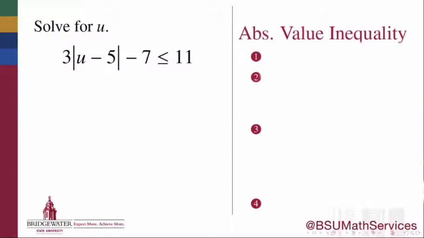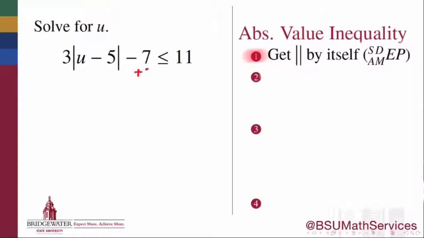To solve an inequality involving an absolute value, our first task is to get the absolute value expression by itself on one side of the inequality, by reversing the order of operations, as is typical for solving an equation or an inequality. Here, we can get the absolute value quantity, which is absolute value of u minus 5 in this inequality, by itself by first adding 7 to both sides of the inequality, giving us 3 times the absolute value of u minus 5 is less than or equal to 18.